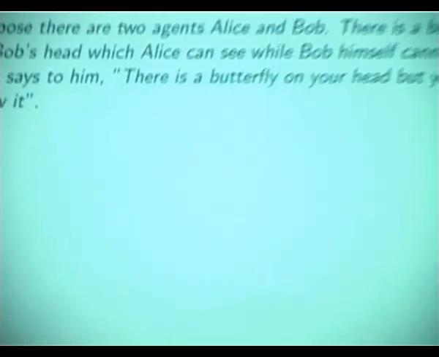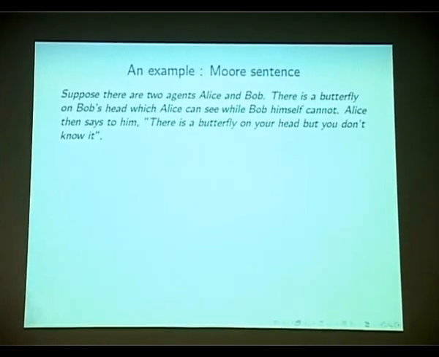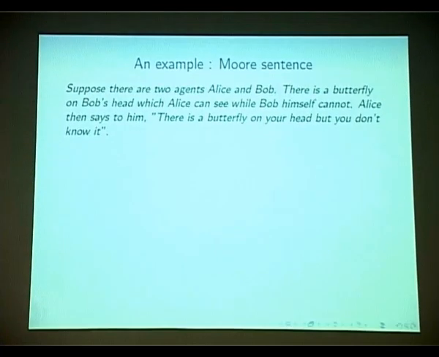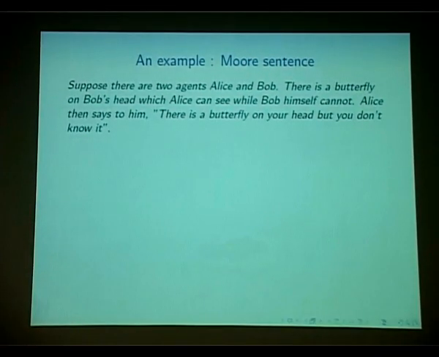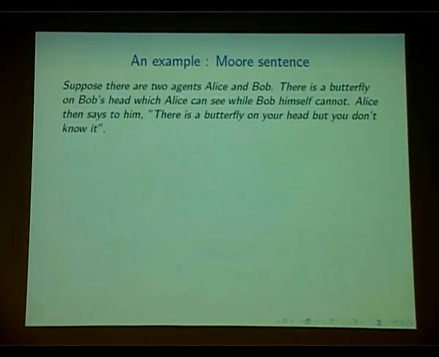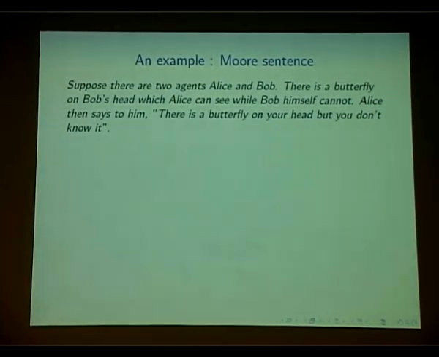Okay, so let's start. This is a very simple example which you might already have seen in epistemic logic. Suppose there are two agents, Alice and Bob. There is a butterfly on Bob's head, which Alice can see, but Bob himself cannot. And then Alice makes an announcement to him saying that there is a butterfly on your head, but you don't know it.